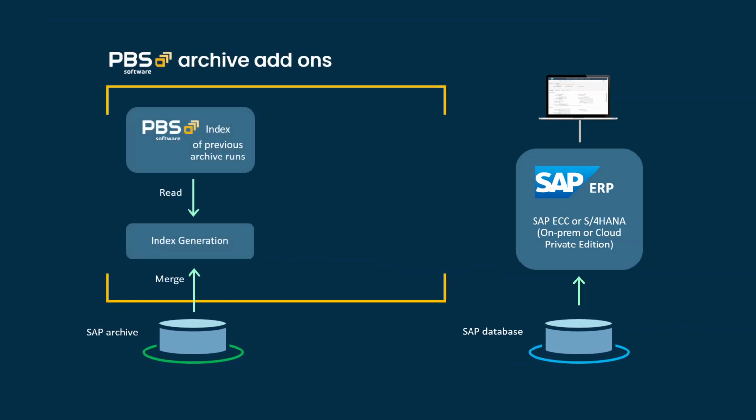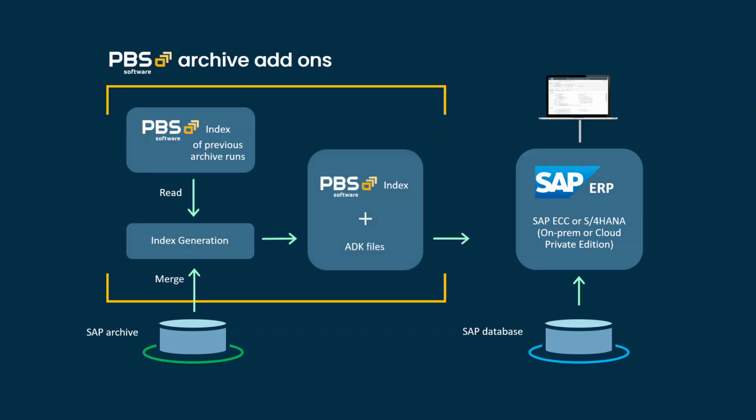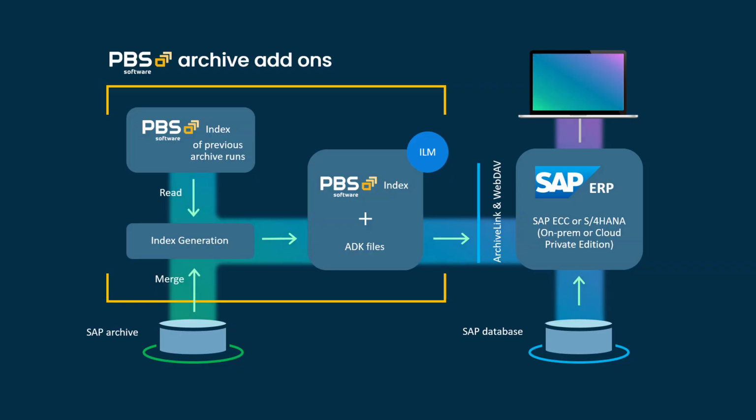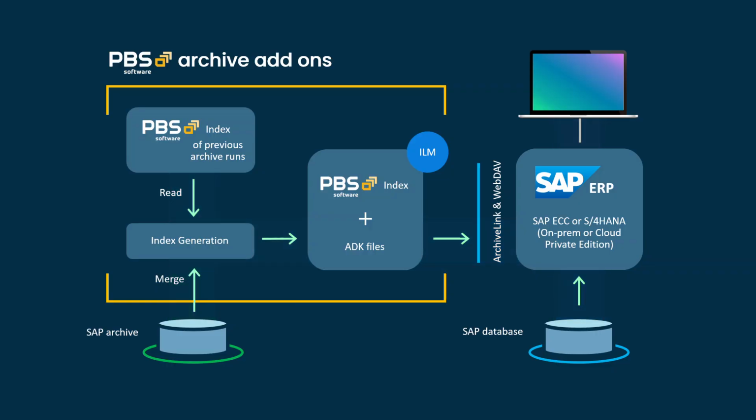From the ADK files, PBS generates an index, and the archived data is made available in your SAP ECC or S/4HANA system alongside the SAP database data. PBS supports the SAP Archive Link and WebDAV interfaces, as well as SAP Information Lifecycle Management and the rules or access rights defined therein. As you can see, users have full visibility and access to both data sources, the SAP database as well as the archived data, and can run similar transactions and reports as they are already familiar with. In fact, to a user there is no difference in the appearance of normal and archived data.